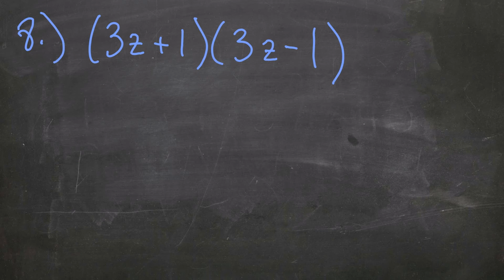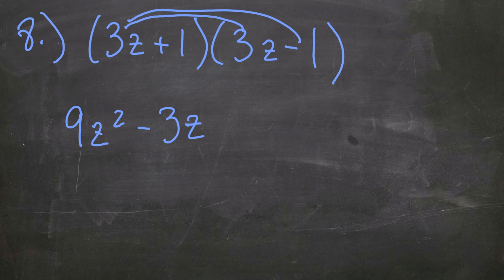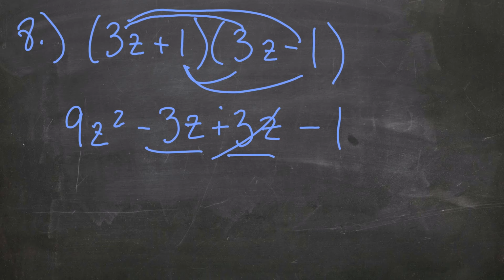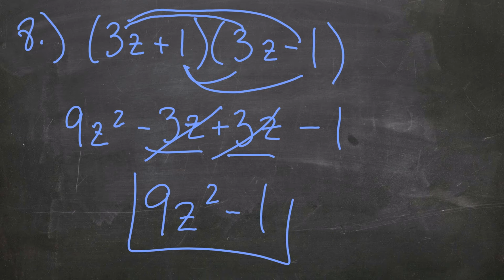Alright, number 8. It's going to be real simple. You can either think of FOIL or distributive property. Let's think of it this way. 3z goes to 3z to give me 9z squared. Then 3z also goes to negative 1 to give me minus 3z. 1 goes to 3z to give me plus 3z. 1 goes to negative 1 to give me minus 1. Now I combine my like terms. Those cancel. I'm left with 9z squared minus 1. Moving on.